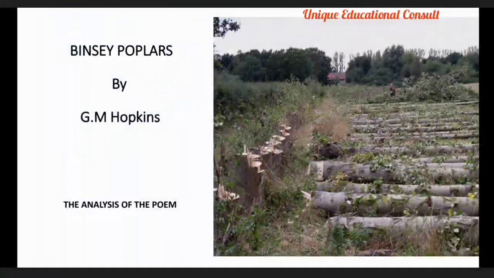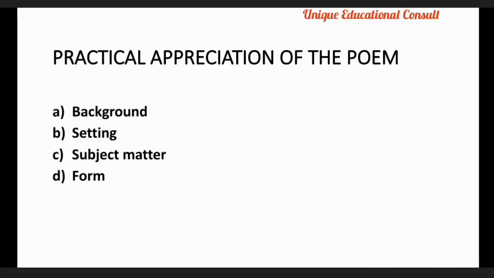And today we want to look at one of the non-African poems as recommended by the West African Examination Council, and also for those people that this particular poem is used for, or that are going to benefit from it, the analysis of the poem. So the first thing I'm going to look at is the background of the poem.